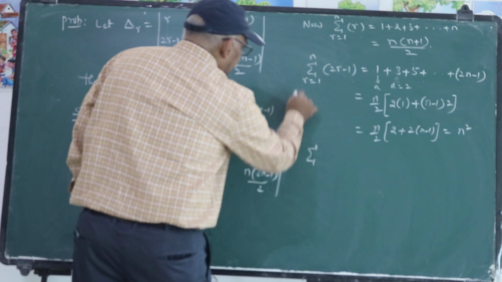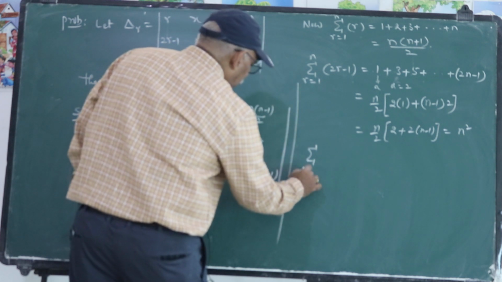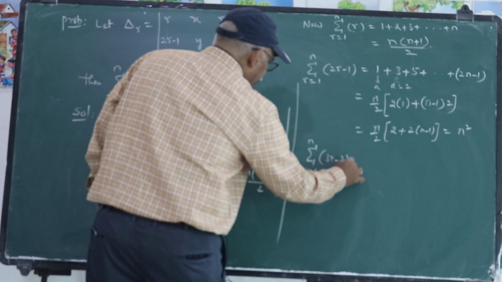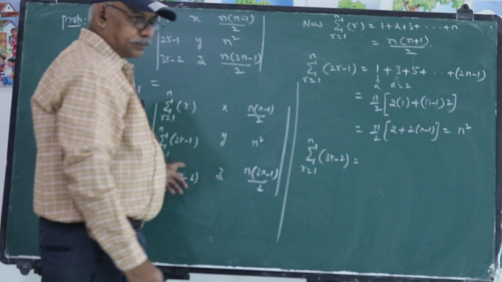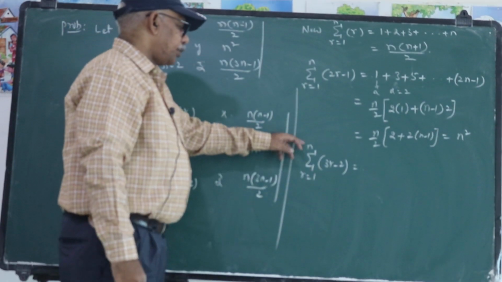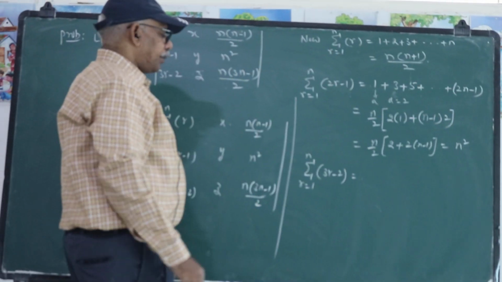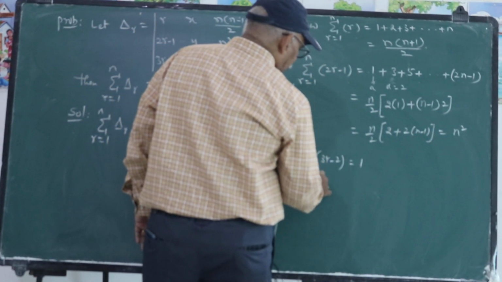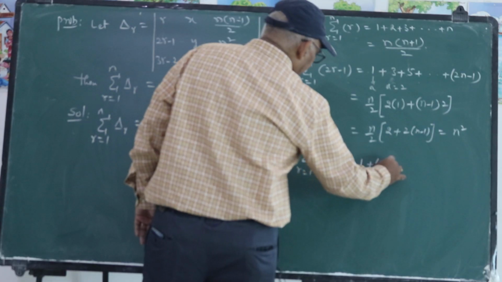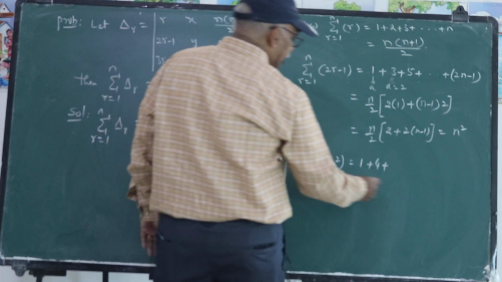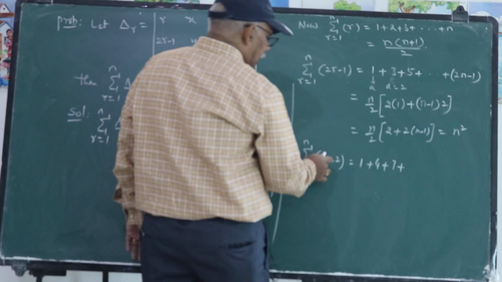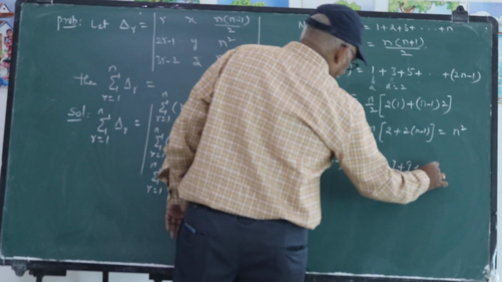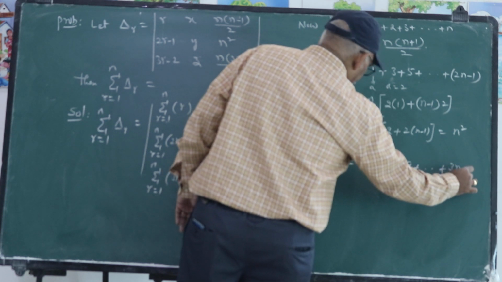Similarly, sigma r equal to 1 to n 3r minus 2 value, the third element. For r equal to 1, we get 1. For r equal to 2, 6 minus 2, 4. For r equal to 3, 9 minus 2, 7. For r equal to 4, 12 minus 2, 10. These are also in AP, up to n terms, 3n minus 2.